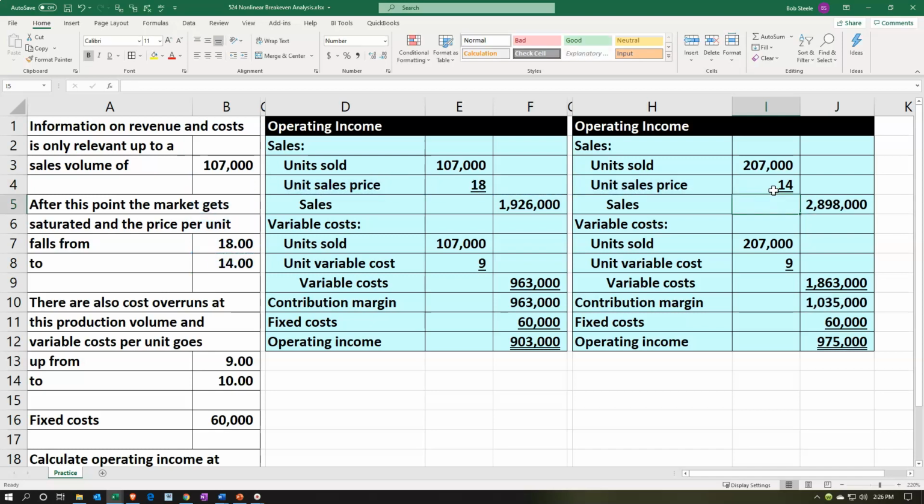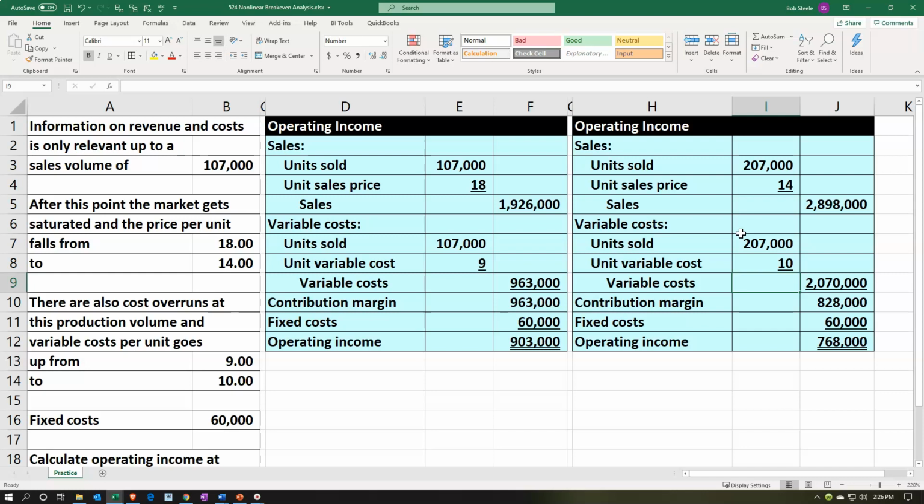$14. And we notice that changed this one automatically. And note, but we also think that the cost will go up from $9 to $10. So we have $9 to $10 on the cost per unit. So notice our contribution margin went down per unit from 18 minus 9, $9 to 14 minus 10 or $4, even though we sold 100,000 more units. So is that worth it for us to do?